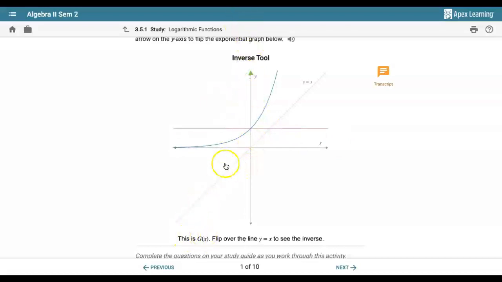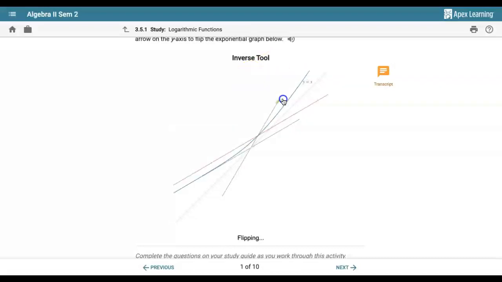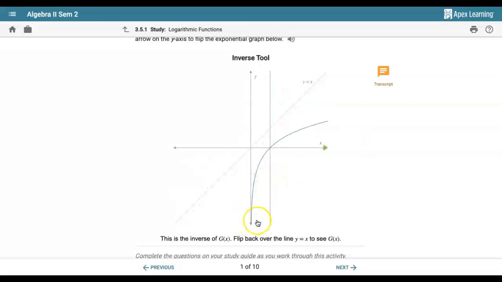If we look at our original function here in blue, it is g of x. You can see this red line stands for our horizontal line test, because if we have a one-to-one function, we will also have a function in our inverse. So if we flip it across the line y equals x, we can notice that we can still have our inverse being a function here.